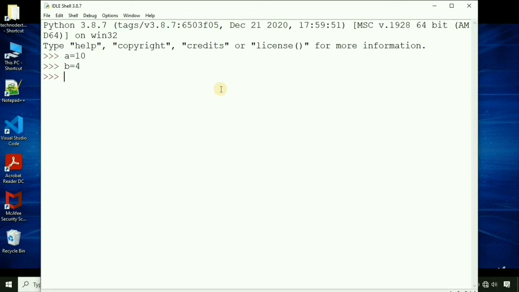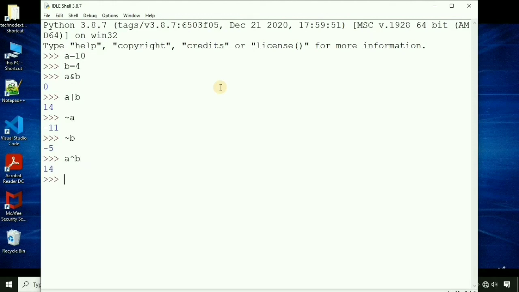First is bitwise AND. A and B, the output will be 0. A or B, what will be the output? It is 14. We have already discussed its logic during the discussions. Bitwise NOT operator, it is the tilde sign. What is its output? Minus 11. Can you guess the output of bitwise NOT of 4? Yes, that is minus 5. Then bitwise XOR, so it is again 14.